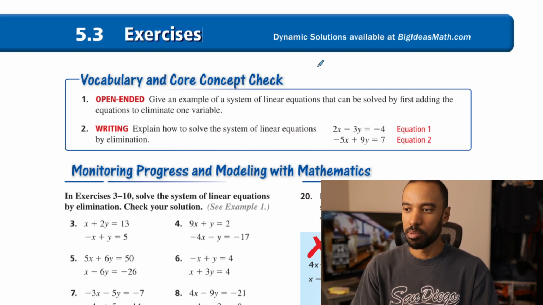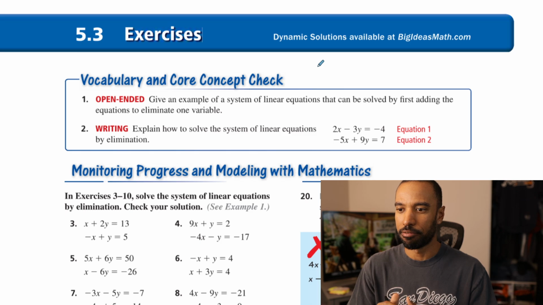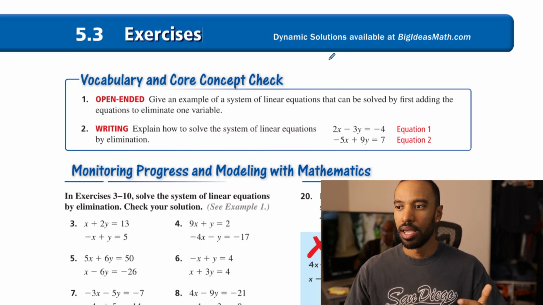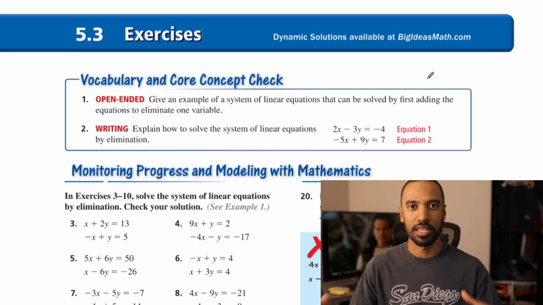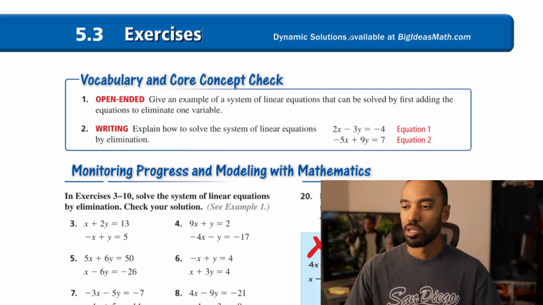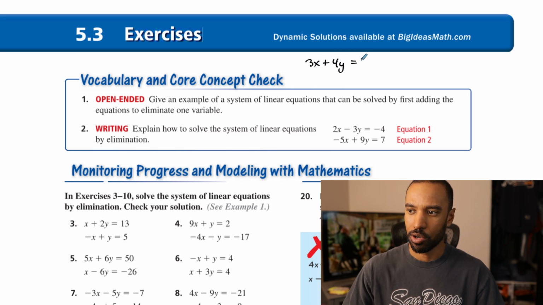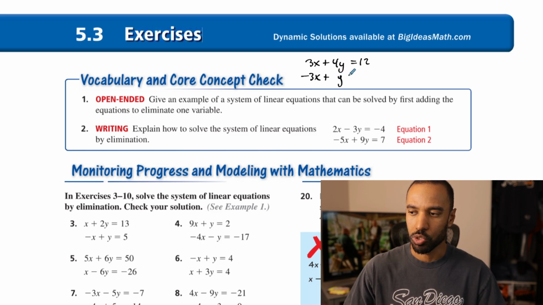Give an example of a system of linear equations that can be solved by first adding the equations to eliminate one variable. So in this case here, I believe they're stating that it's already set up for you to do that. So let's say we had something like 3x plus 4y equals 12 and -3x plus y equals, let's say 3. I think that would work well.